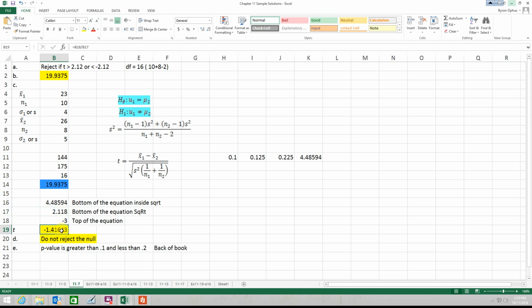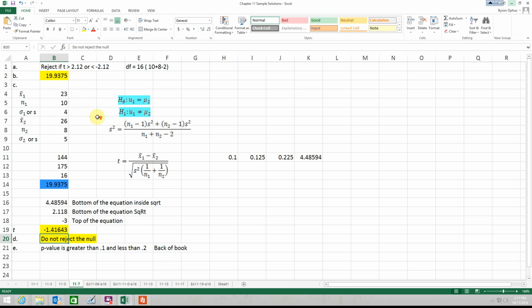Okay, so now I have to take my top of the equation divided by the bottom of the equation, so that's just simply equal to my minus 3 divided by my bottom, and I come up with a minus 1 point something. Okay, now is that greater than 2.12? No. Is it less than minus 2.0? It's greater than, right? Because if you're in the minuses, it'd have to be bigger, so I cannot reject the null.